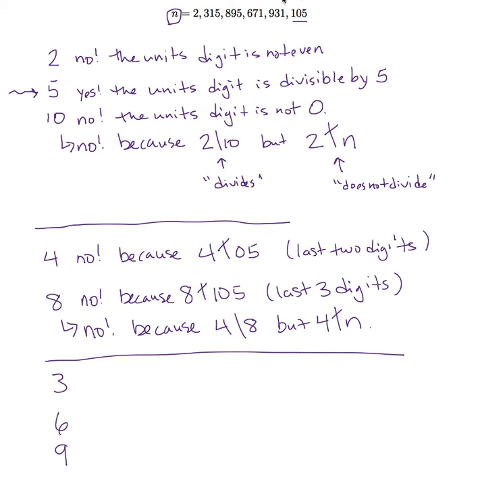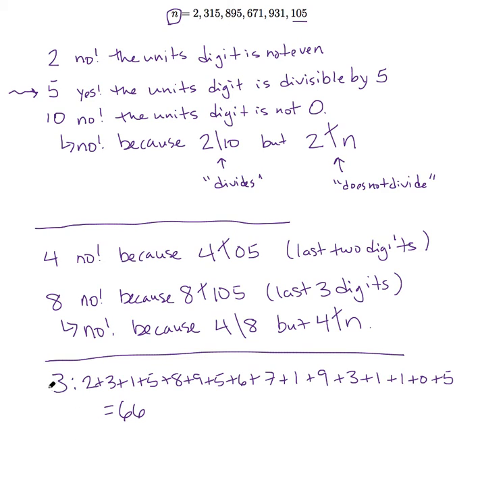we look at our number n and we add up all of the digits here. So we're going to add 2 plus 3 plus 1 plus 5 plus 8 plus 9 plus 5 plus 6 plus 7 plus 1, so it's a lot of work, I'm almost done, plus 9 plus 3 plus 1 plus 1 plus 0 plus 5. Okay, so a lot of work. And so when I do that, I get an answer of 66.